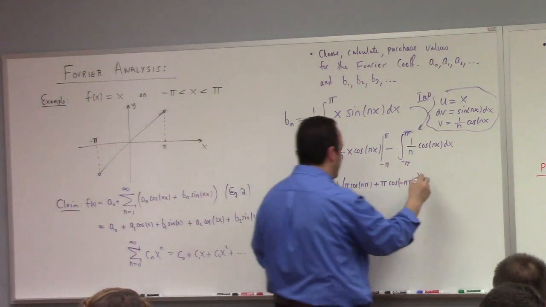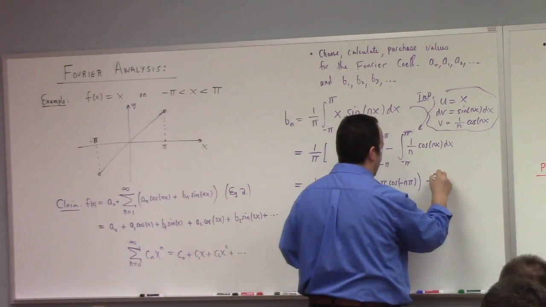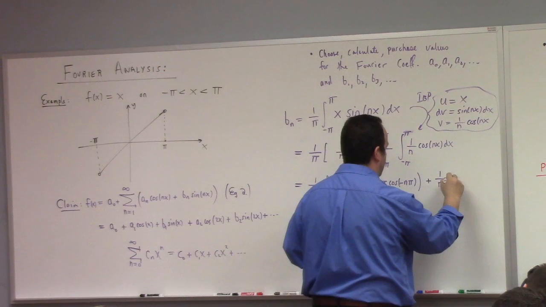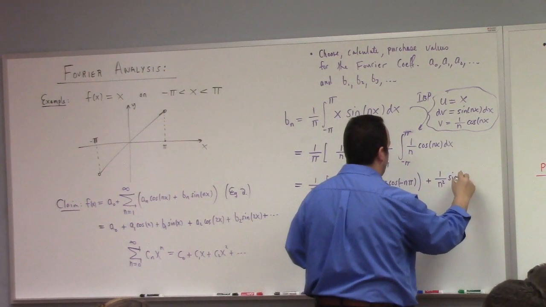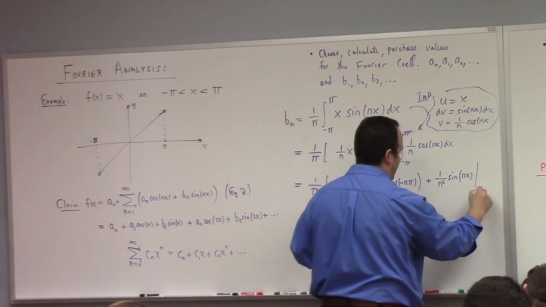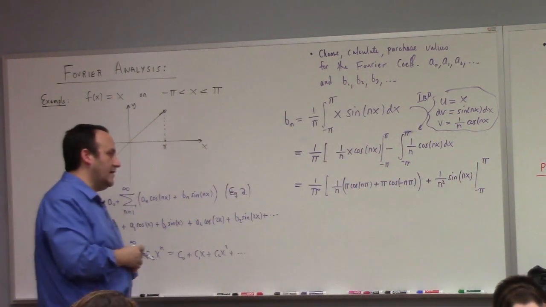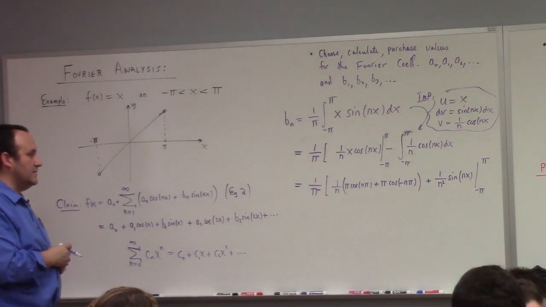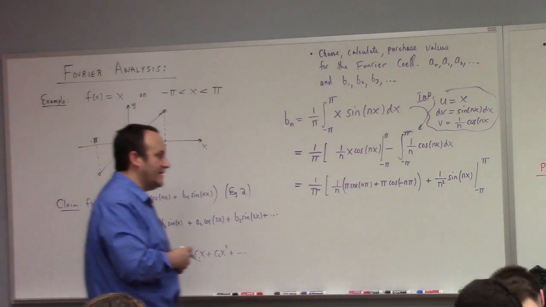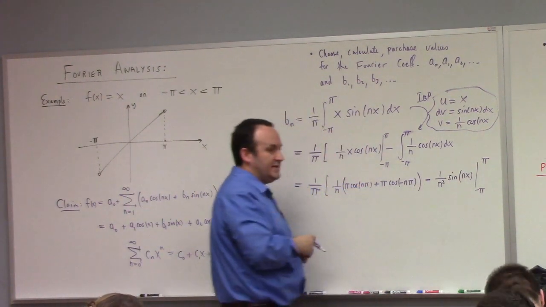And this integrates to what? Really plus 1 over n squared sine of nx evaluated from minus pi to pi. Integral of cosine is sine, but sine over nx. Oh, I still have the minus, don't I? I can't integrate. Fortunately, that sign error wouldn't have cost us anything in the final.